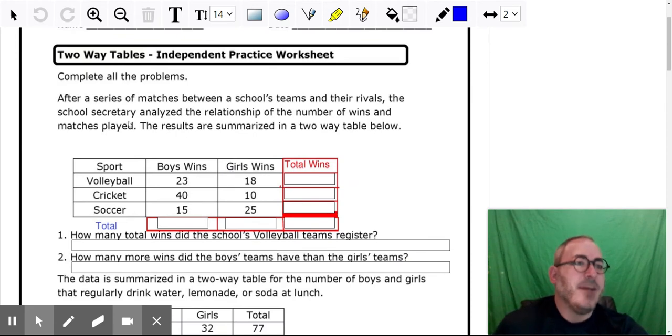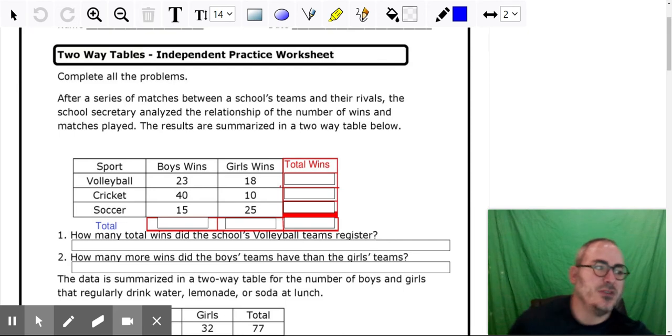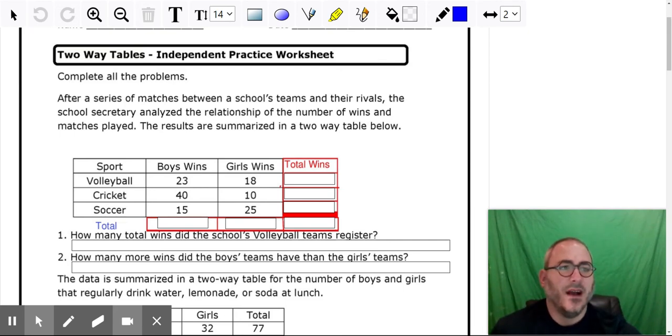Complete all the problems. After a series of matches between a school's teams and their rivals, the school secretary analyzed the relationship of the number of wins and matches played. The results are summarized in a two-way table below. We have some various sports in this column, and boys wins, girls wins, total wins in these columns. Question number one is, how many total wins did the school's volleyball team register? To answer this question, we're going to have to fill in this table a little bit. This requires you to interpret a two-way variable table.